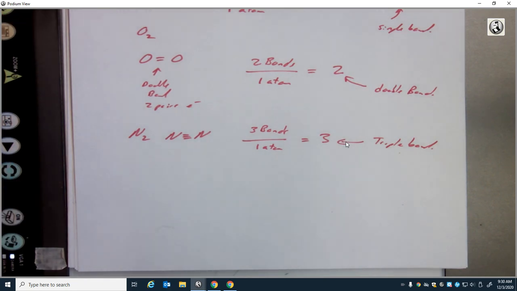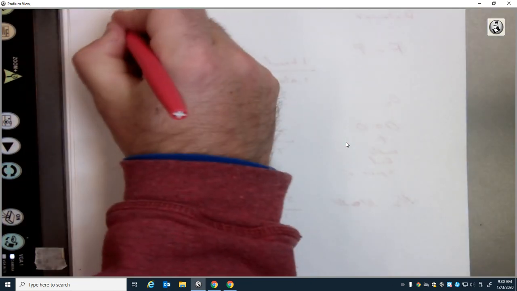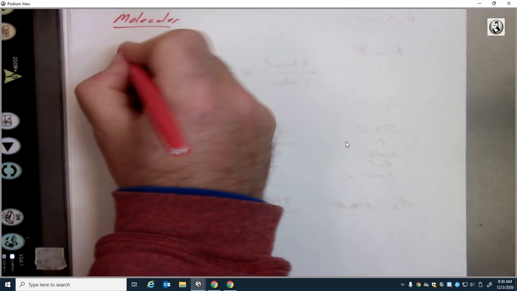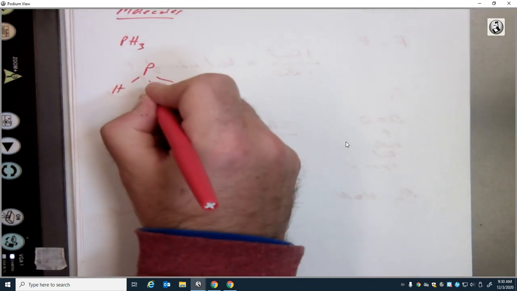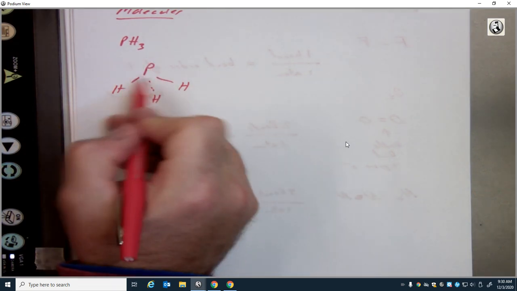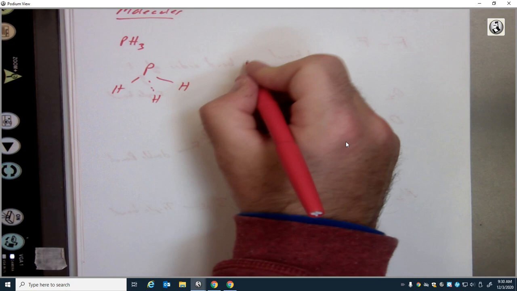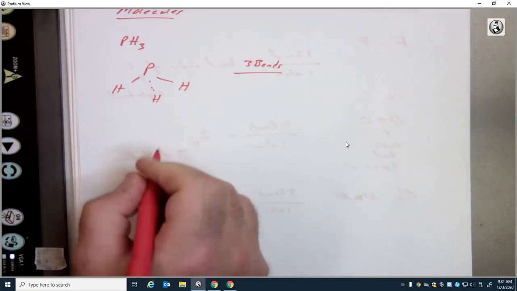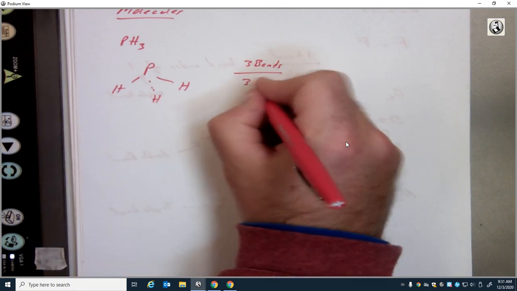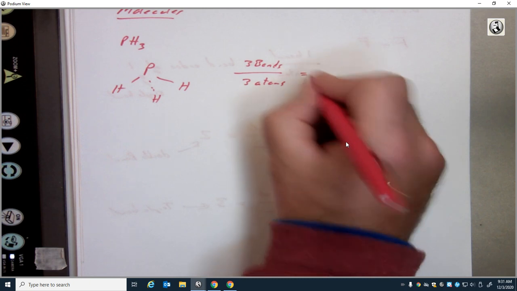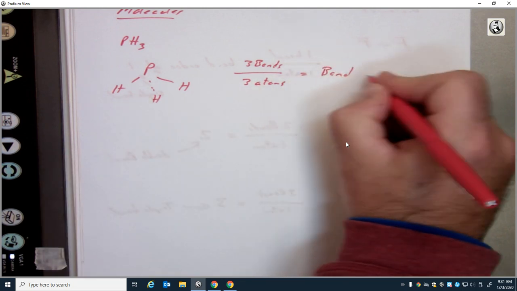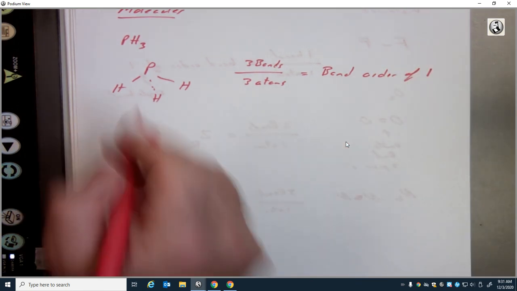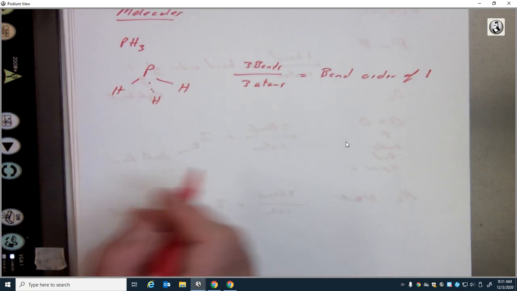All right, well, what if we have something other than diatomics? So what if we're dealing with molecules? Well, it doesn't change anything. Okay, let's look at PH3. Phosphorus is my central atom. I have 3 bonds coming off of it. I have 3 atoms. So I get a bond order of 1, which is telling me that these are going to be single bonds, which they are.